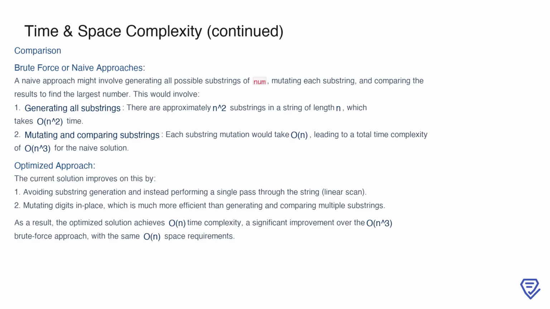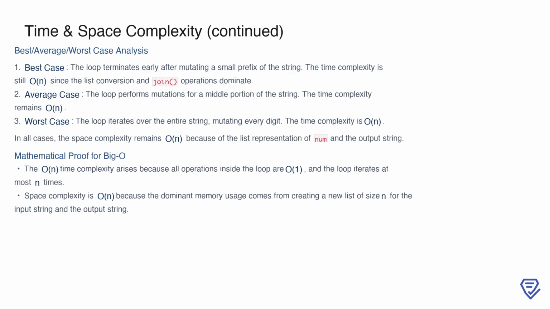O(n) space complexity. The time complexity remains O(n) across the best, average, and worst cases, but the behavior of the loop differs slightly in each scenario. In the best case, the loop terminates early after mutating only a small prefix of the string.